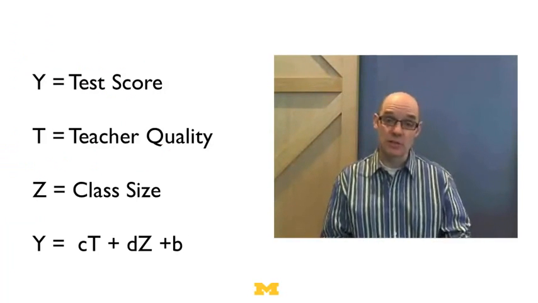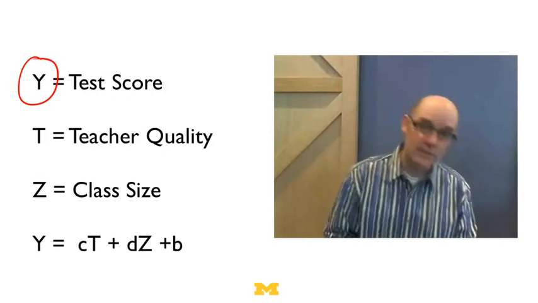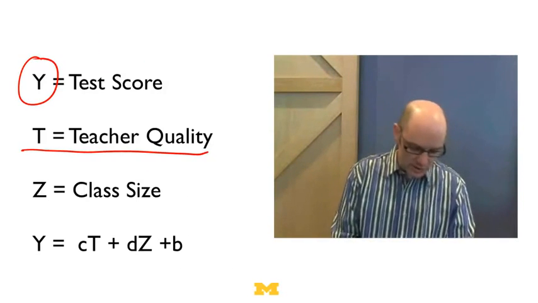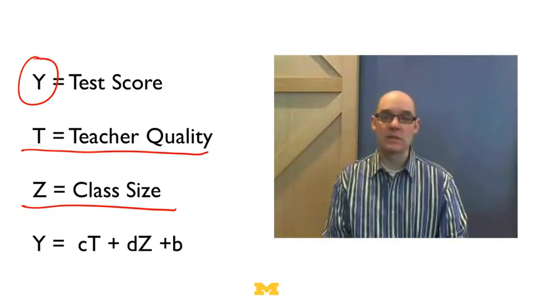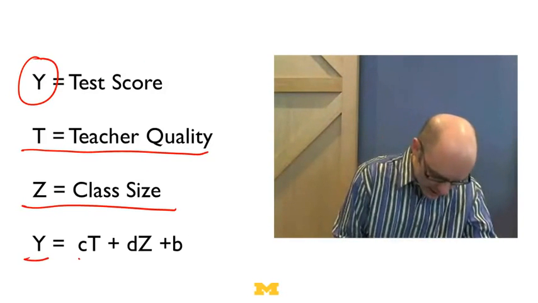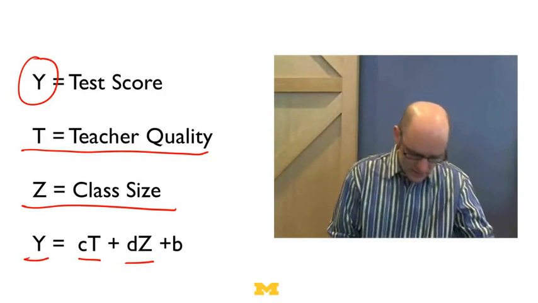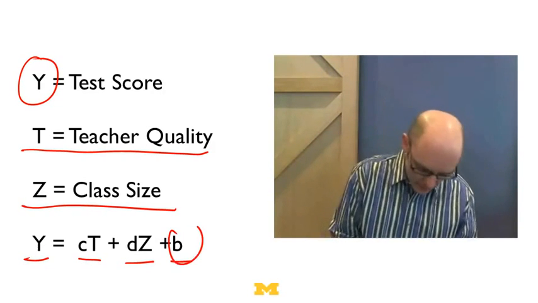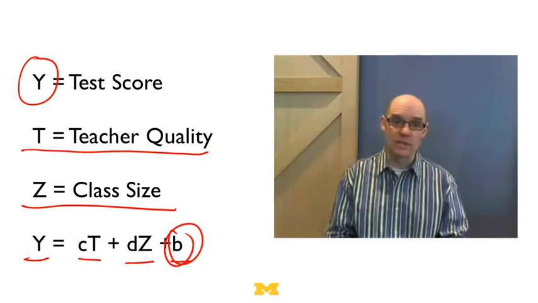Suppose again we're looking at student test scores. So that's y, our dependent variable. It could depend on a couple of things. It could depend on t, which is teacher quality, and it could depend on z, which is class size. So we just write down a simple linear model that says y equals c times t plus d times z plus b. B is, again, our intercept. That's just the familiar intercept from before, just like y equals mx plus b.